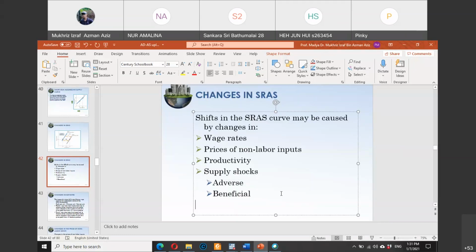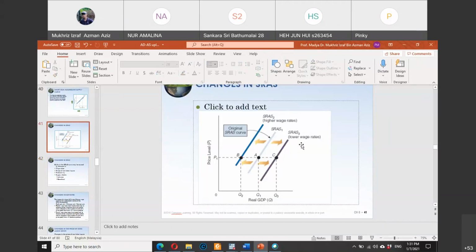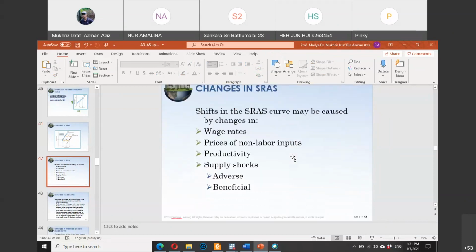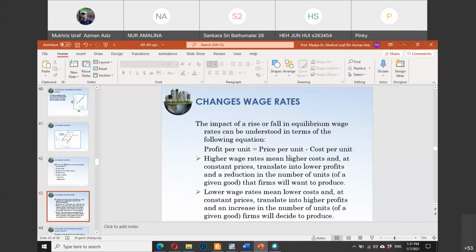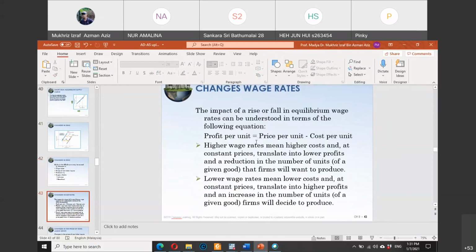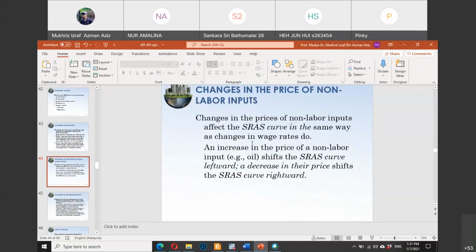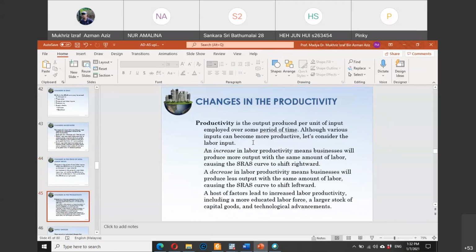So we're not going to discuss too much on this, but as long as you can see what are the reasons or factors that can cause the supply curve to shift, whether to the right or to the left. So in this slide, we only use the factor wages, changes in wage rate. Lower wages will cause the supply curve to shift to the right, and vice versa. So this is the discussion on the wage rate. We're not going to discuss too much, as long as you know the basic argument, what can cause the supply curve to shift to the right or shift to the left.